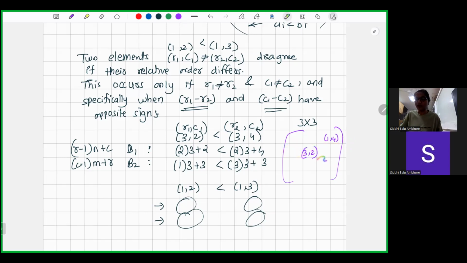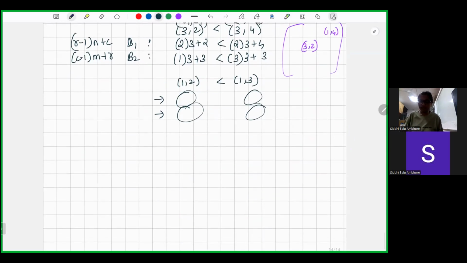But for the column case, it is going from 3 2 to here, right? So the positioning here, 3 2 is first, then 1 4. But in the row case, 1 4 is placed first, then the 3 2 element. I hope you understand what I'm trying to say here. That's what this statement here means.